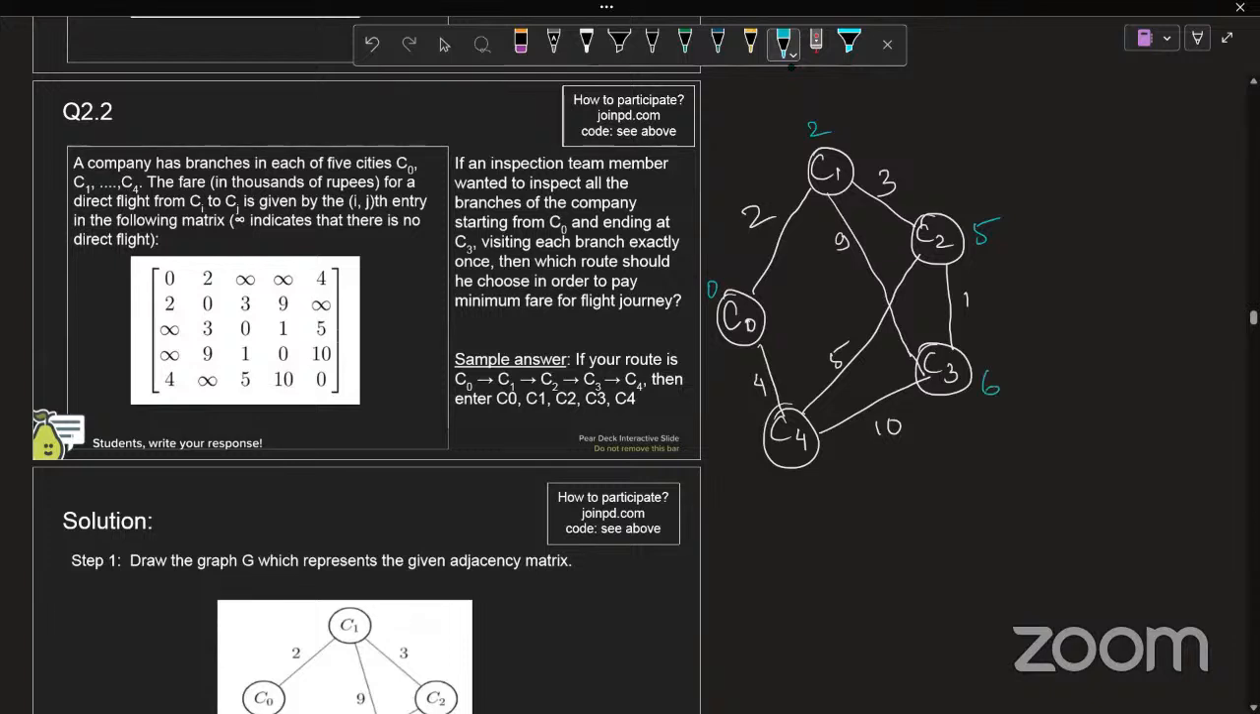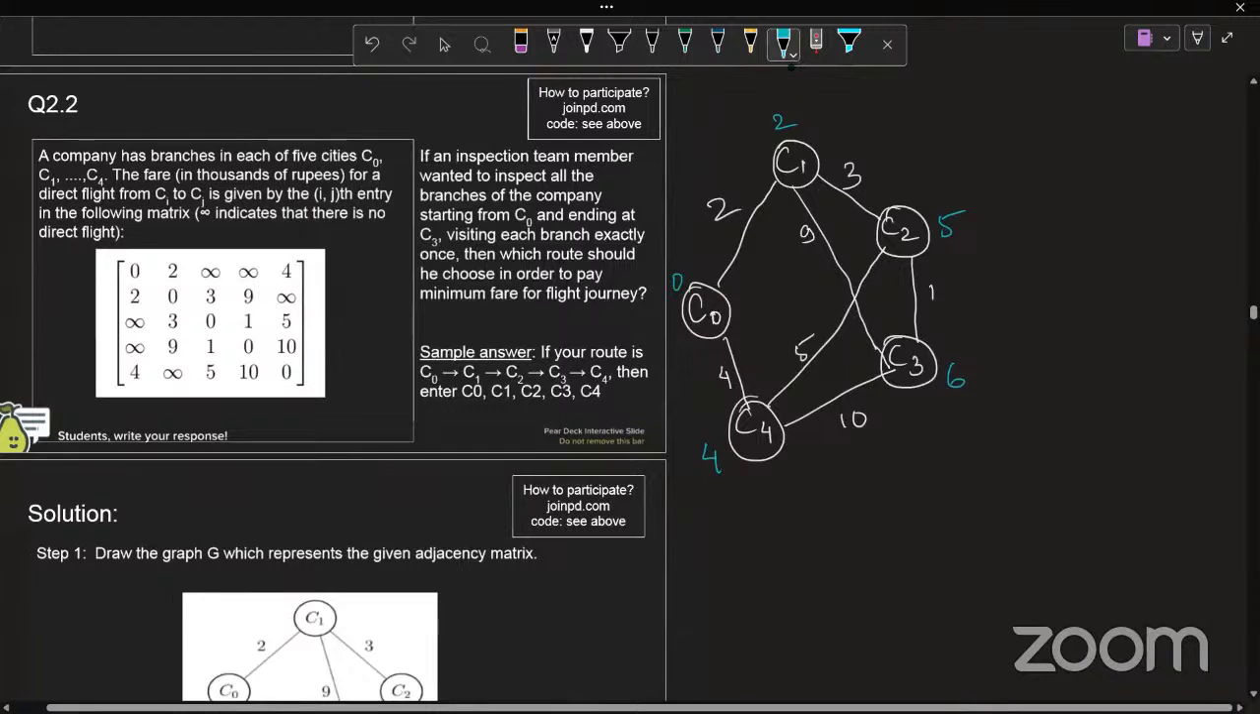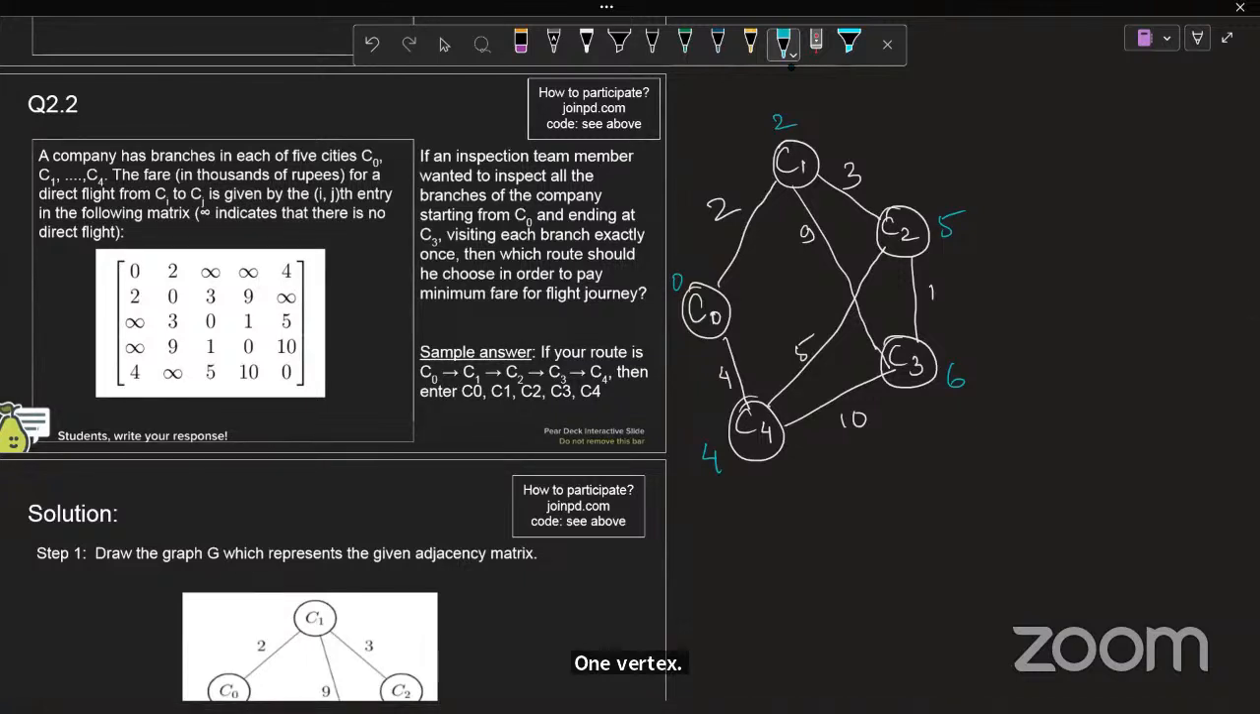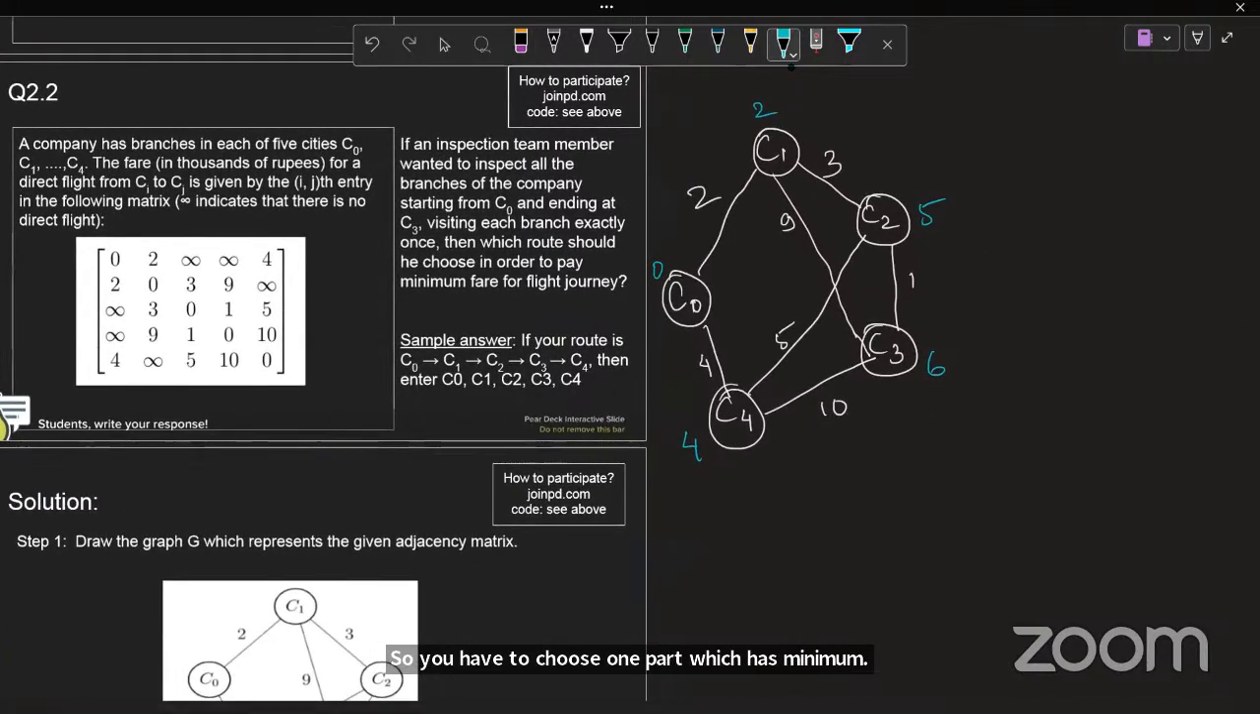6 to this one is 10. So which path should the company choose? Because you have to visit one vertex one time. So you have to choose one path which has minimum edge weight, right? You choose any path. Or how many paths are there?